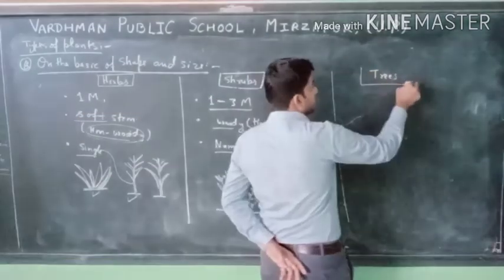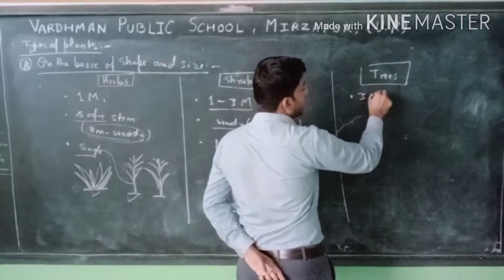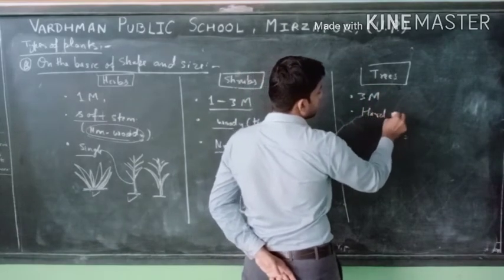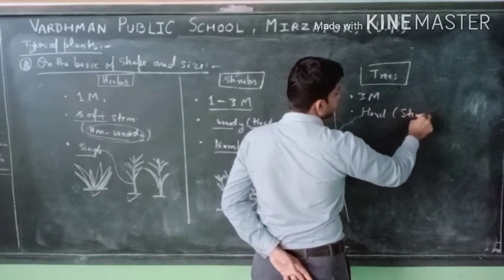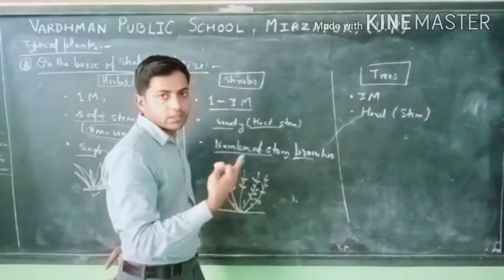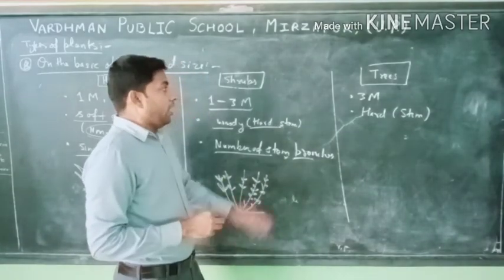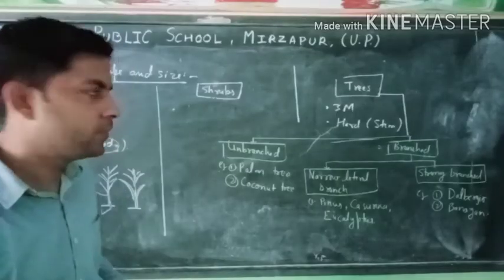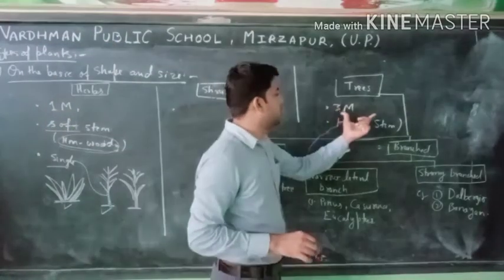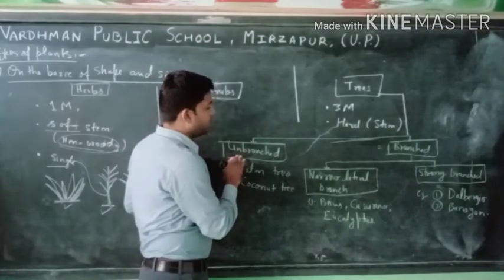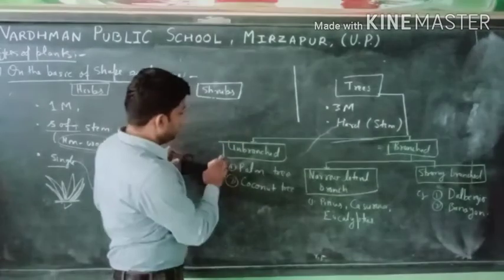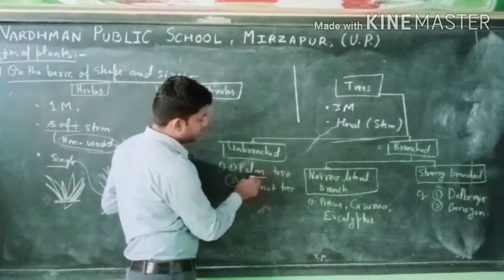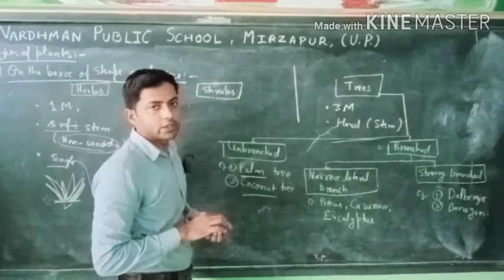If a plant is more than 3 meters and consists of a hard, thick stem, it is considered a tree. Trees are of two types, unbranched trees and branched trees. The trees where branches are totally absent are known as unbranched trees, such as pinus and coconut.